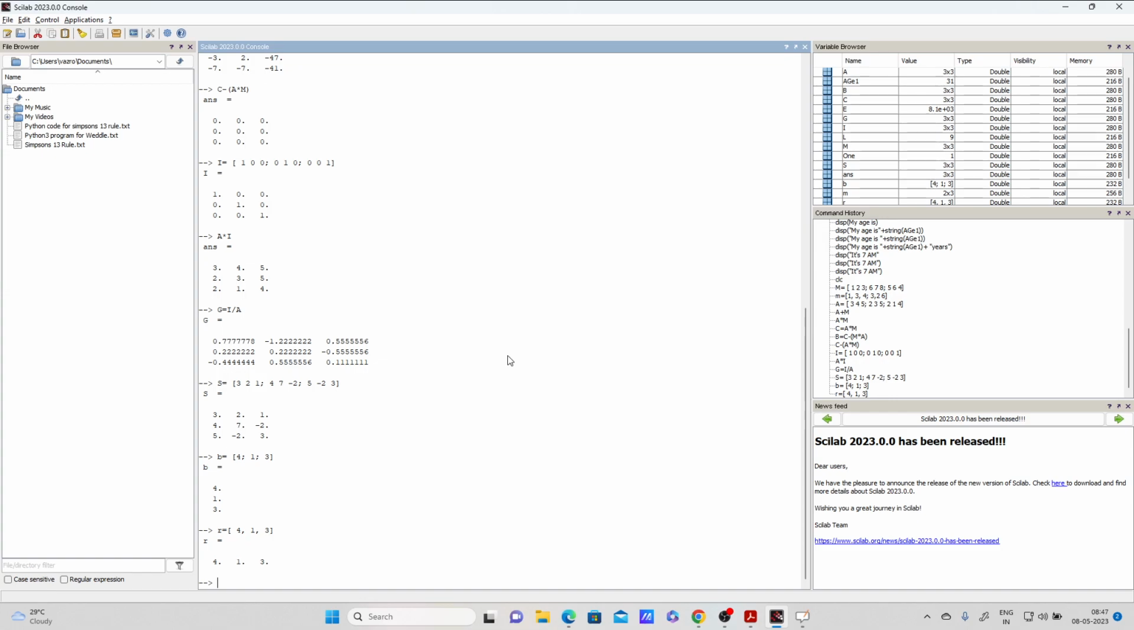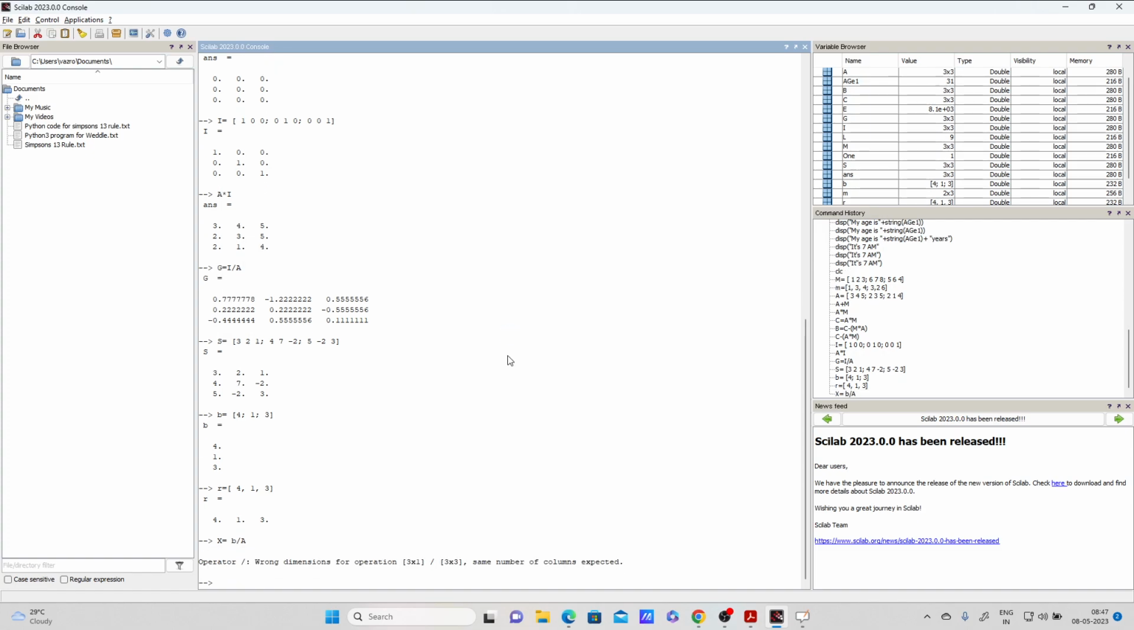So now I want to define my answer x, right? So I'll define capital X to be equal to the answer to the problem, small vector b divided by a. Okay, so that gives me, oh wait, something happened here. I entered the wrong code, I think so. Let me just check.